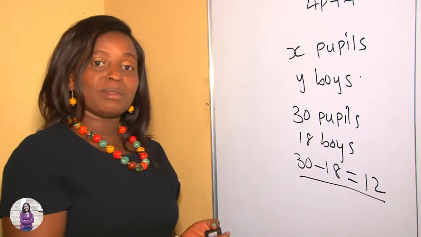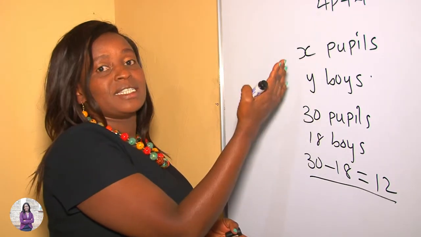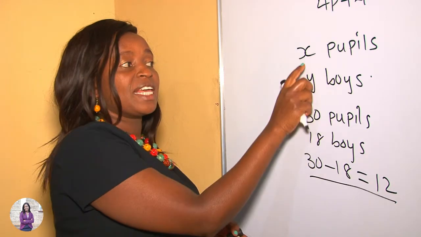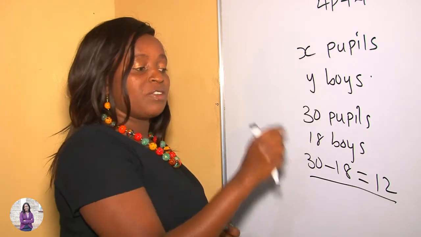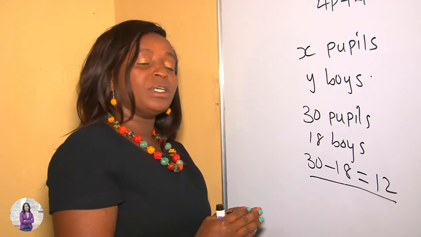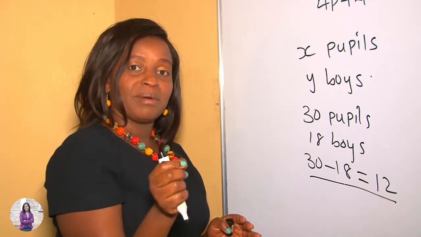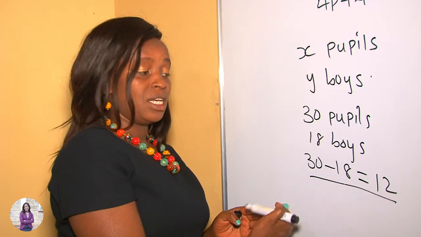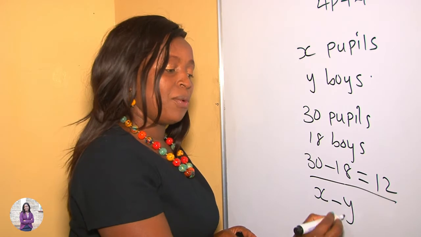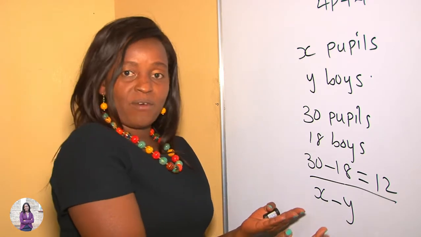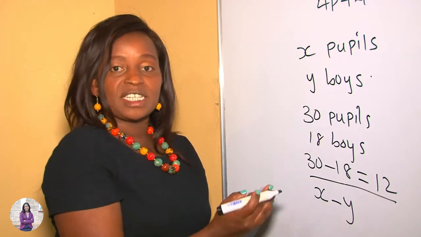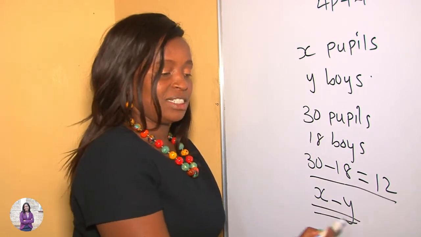Similarly, in algebra we use letters to represent numbers. Instead of saying 30, we say there are X pupils. Instead of saying 18, we say there are Y boys. So to get the number of girls, simply because we're using letters, it will be X pupils take away Y boys, and by this we have our girls. So all the pupils minus boys gives the girls, and we leave our answer like that.